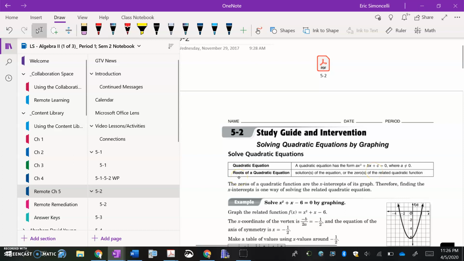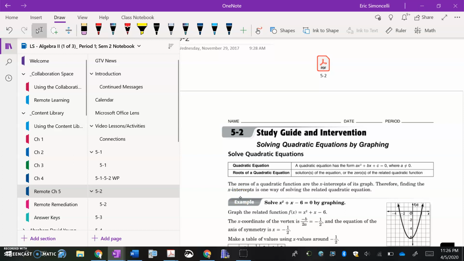We're also going to take a look at roots of a quadratic equation, which are solutions of the equation, or the zeros of the related quadratic function, like I said, when y equals ax squared plus bx plus c. The zeros of a quadratic function are the x-intercepts of its graph. Therefore, finding the x-intercepts is one way of solving the related quadratic equation.